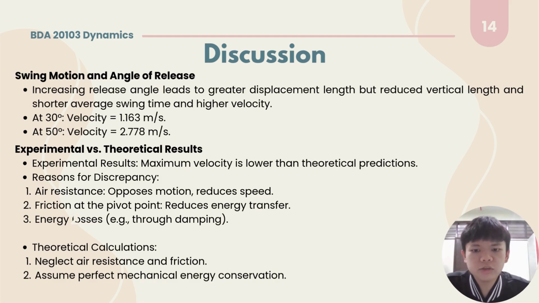This difference arises due to air resistance opposing motion, friction at the pivot point reducing energy transfer, and other energy losses like damping. On the other hand, theoretical calculations assume no air resistance or friction and perfect mechanical energy conversion, making them idealized approximations of real conditions. And that's all for me.